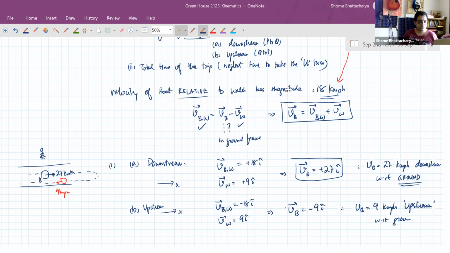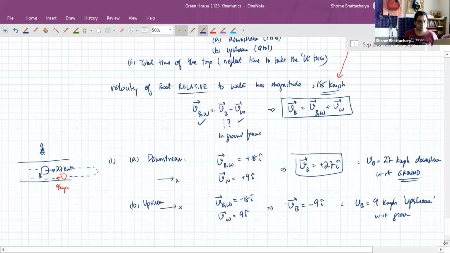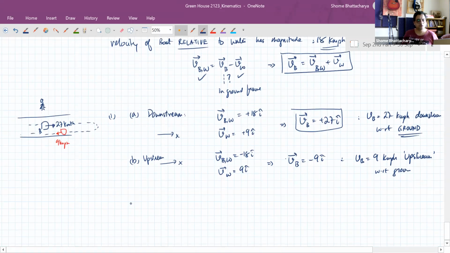Yes, very good, Akshat, Siddharth. So now the total time of the journey is the downstream time plus the upstream time.